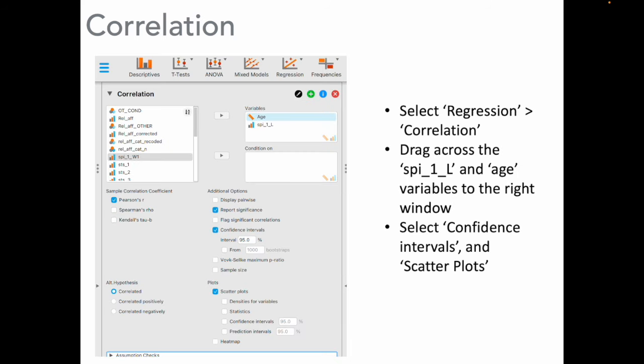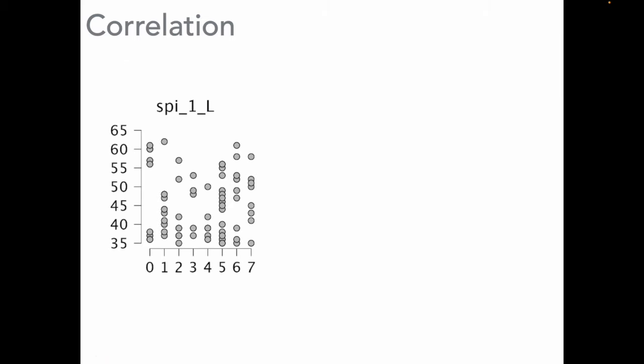So for this particular analysis, you can see the window here. I'll bring up JASP as well. And you simply drag in your variables there. So we have two variables, age and SP1_1_L, which is the spirituality measure that we're interested in. And this is just performing traditional statistical inference.